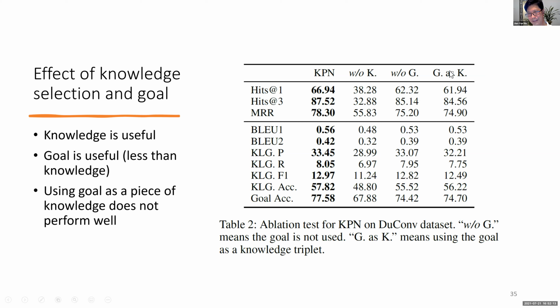So if we compare those two columns, the last column is even worse than without a goal. Okay? This is just to say that using the goal as a piece of knowledge is really a bad idea. Okay? So that's what we can observe.